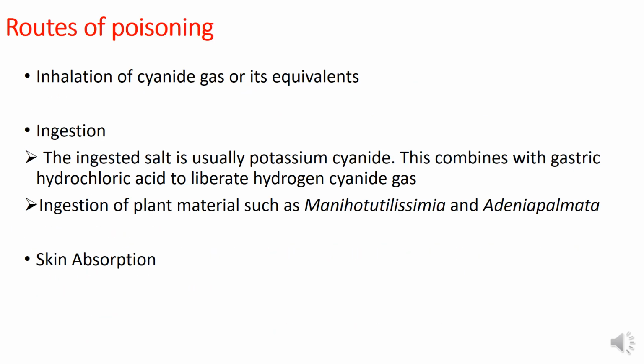Routes of poison could be inhalation, ingestion, and also skin absorption. At this place, I am going to discuss the medicolegal aspects. So there should be a space here, and also Adenia palmata. These are two plants where we get cyanide in the seeds, such as Adenia palmata. There is also another way to get it, through certain chemical reactions releasing cyanide.